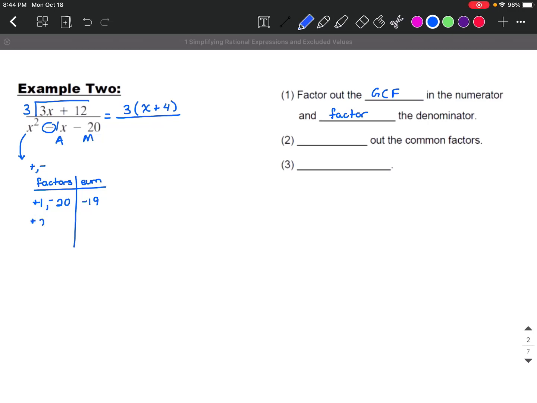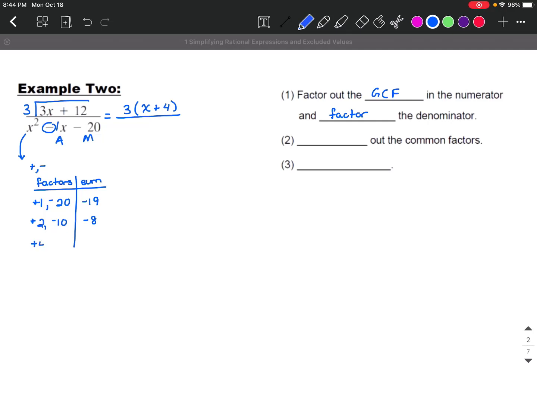Does 2 go into 20? It sure does. It goes in 10 times. And again, the small one is positive, the big one is negative, and they're going to add to -8. Still not what I wanted. Does 3 go into 20? No.